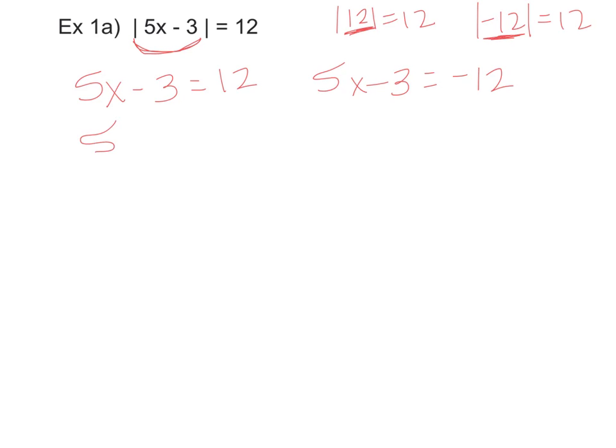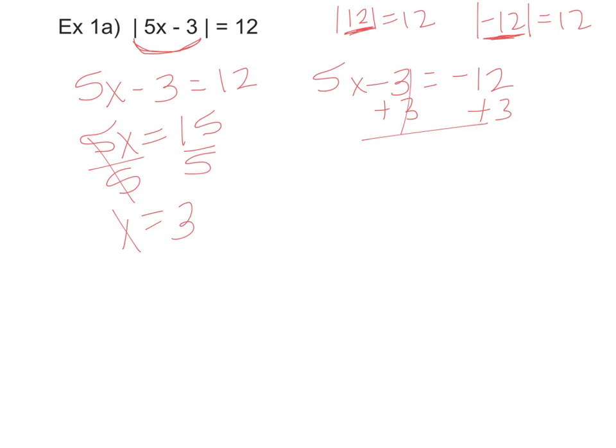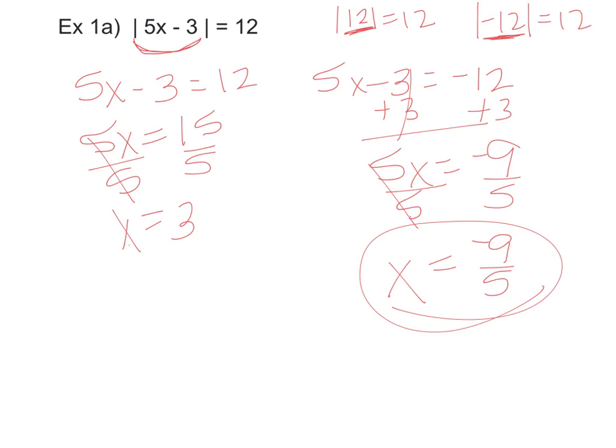Add 3, so I've got 5x is now equal to 15. When you divide both sides by 5, x is equal to 3. Same deal, add 3 on the right, and I have 5x is now equal to a negative 9. Divide both by 5, and x is now equal to a negative 9/5.